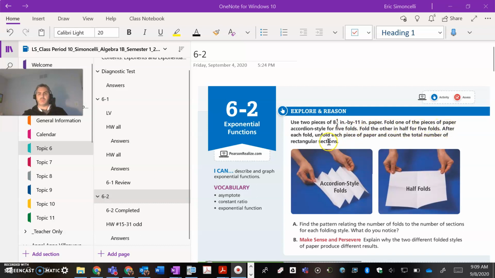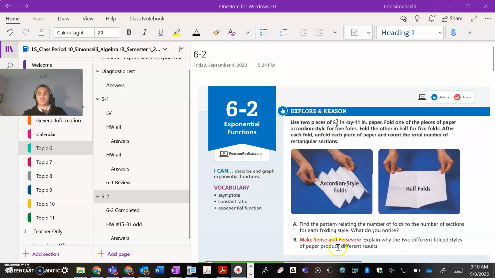Fold one of the pieces of paper accordion style for 5 folds. Fold the other in half for 5 folds. After each fold, unfold each piece of paper and count the total number of rectangular sections. So accordion style versus half. For part A, find the pattern relating the number of folds to the number of sections for each folding style. What do you notice?